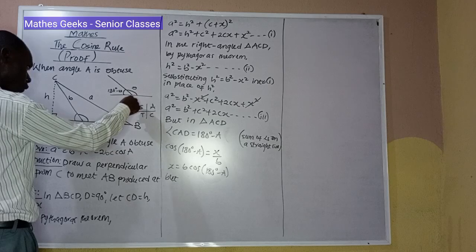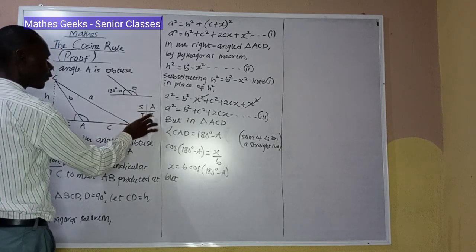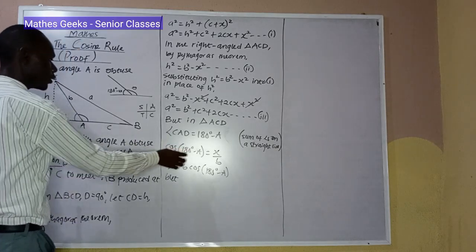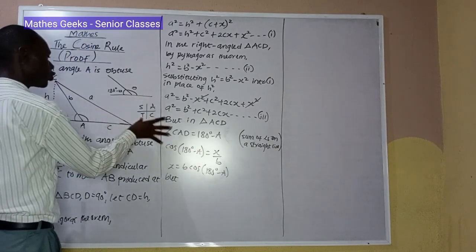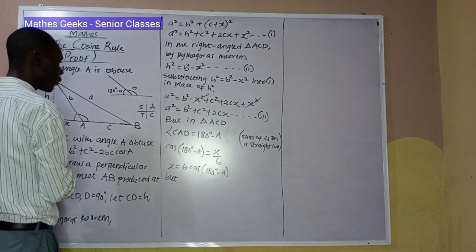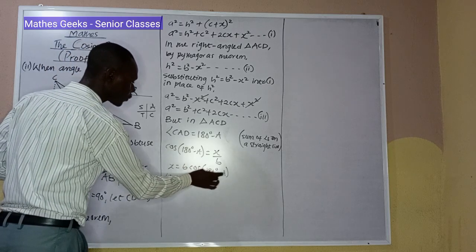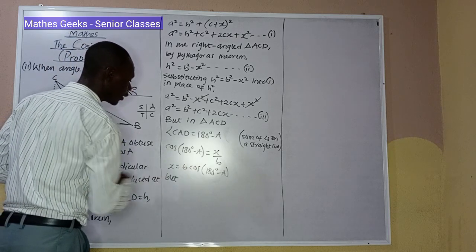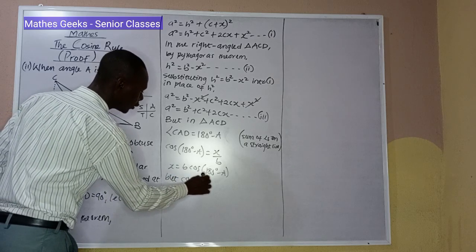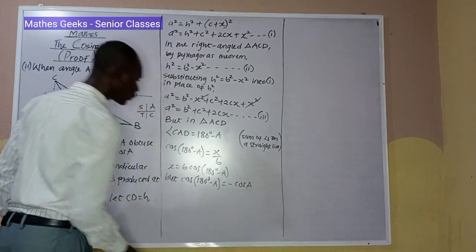But in the second quadrant, only sine is positive. In the third quadrant, only tan is positive, and in the fourth quadrant, only cosine is positive. So the trigonometric ratios in this quadrant are for angles greater than 90 degrees but less than 180 degrees, and in this quadrant, cosine is negative. So cos(180 degrees minus A) is equal to minus cos A.